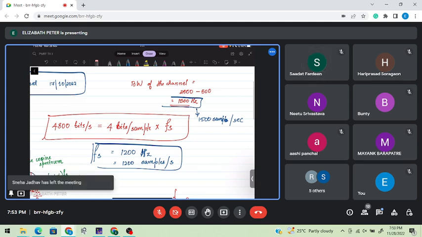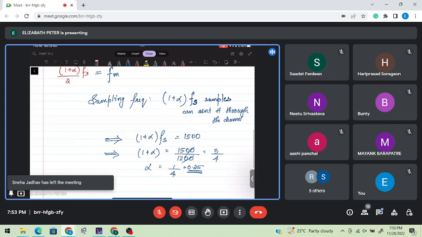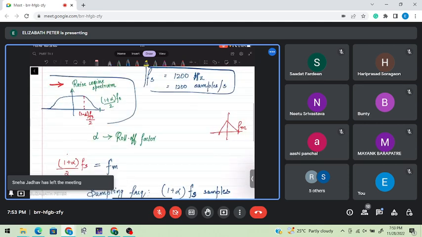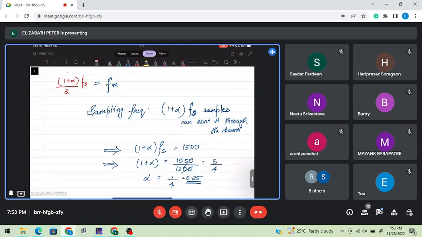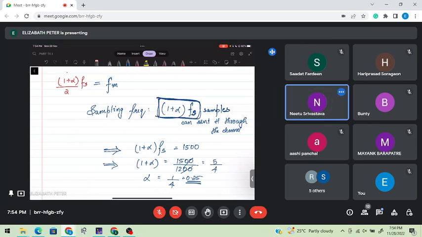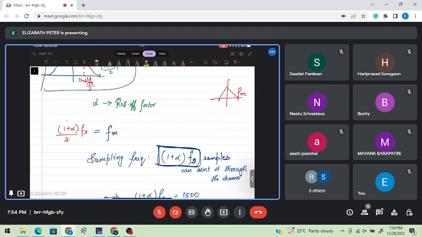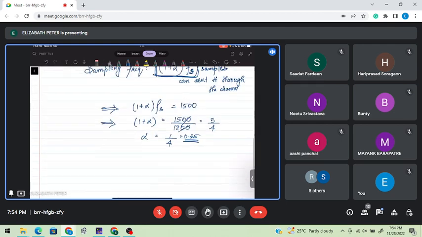Okay. So when I use a signal of this form, my sampling rate will be (1 plus alpha) fs, right? This is a band limited signal, so if I use something greater than this, like if (1 plus alpha) fs is greater than 1500, anyway my channel will induce distortion, because it cannot accommodate more than that.